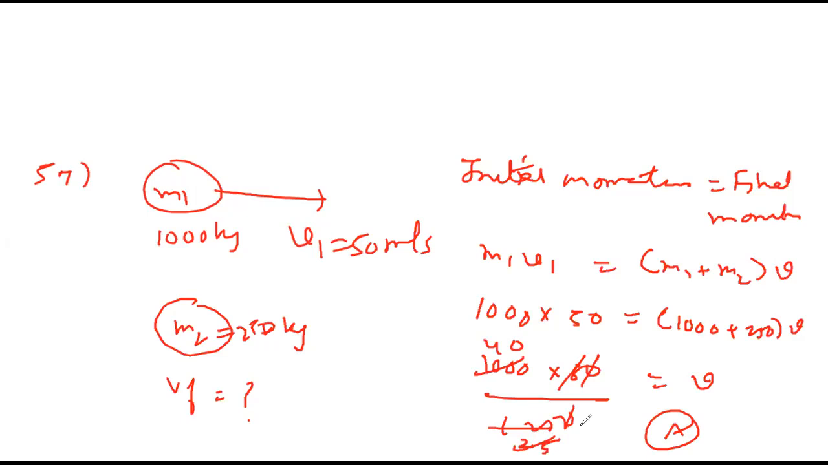Done? Yes, sir. Now we have done even 58, correct? Yes, sir, 58 and 59 both. 58 we did, 59 also we have done. 60 we have done. Okay, 60 we will do, I think 60 we have not done. Let us check.